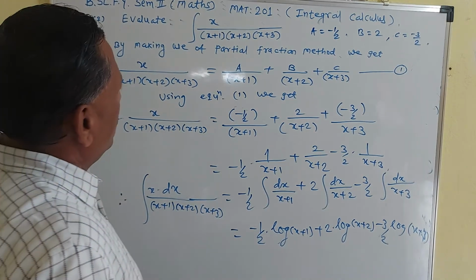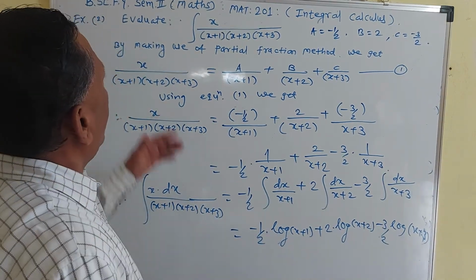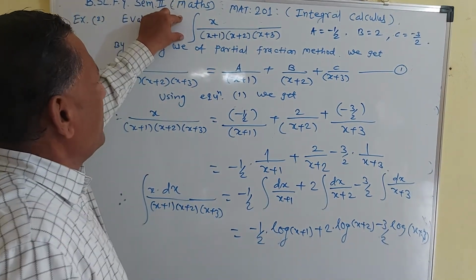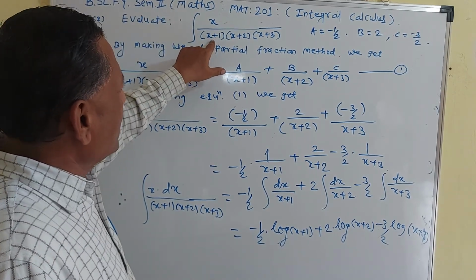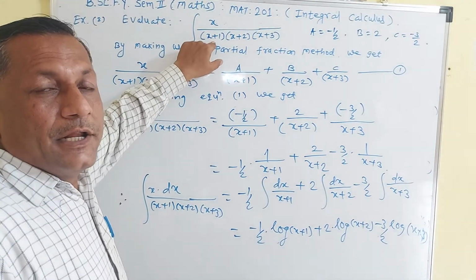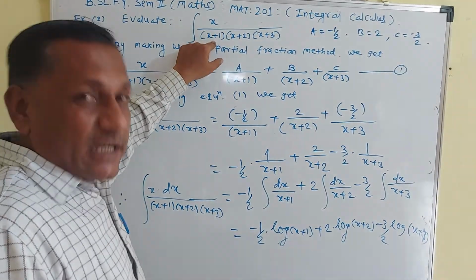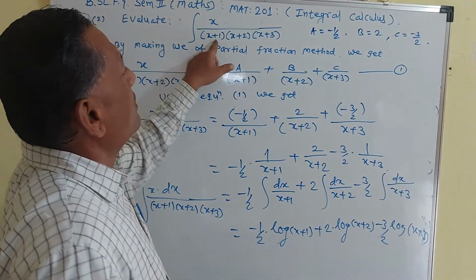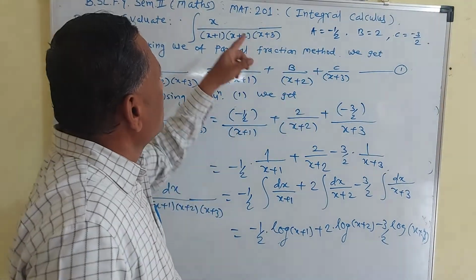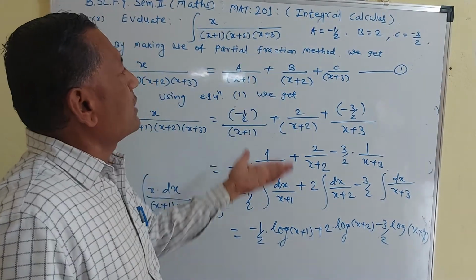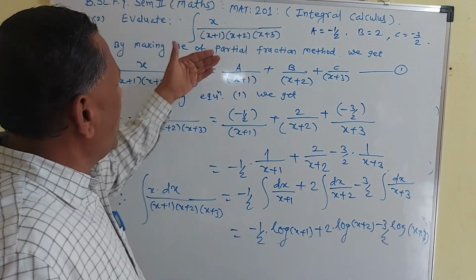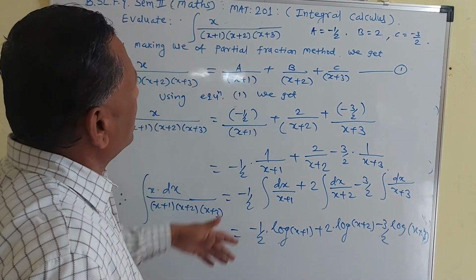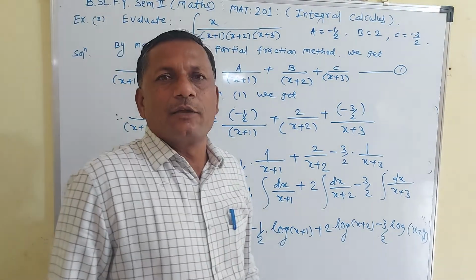So in the next lecture we see how you find the integration by making use of the partial fraction method when the denominator has linear factors but repeated linear factors, that is x plus 1 occurs 2 times, 3 times, similarly x plus 2 occurs 4 times or many times, then how you find its integration by making use of the partial fraction method. So we stop here.